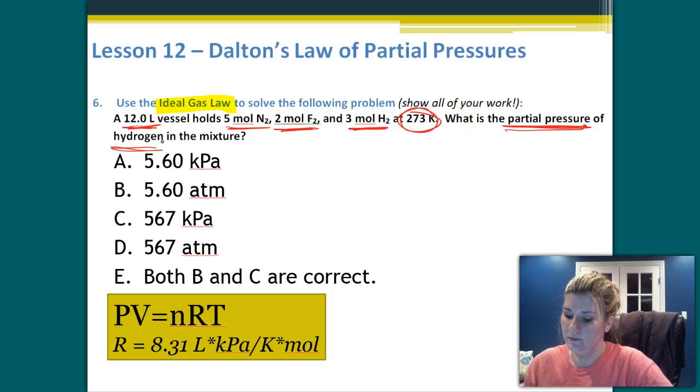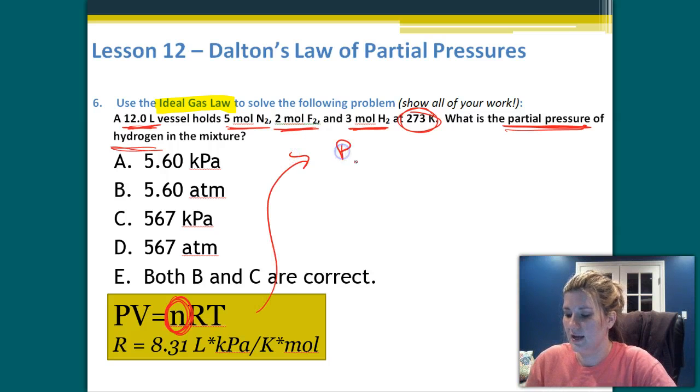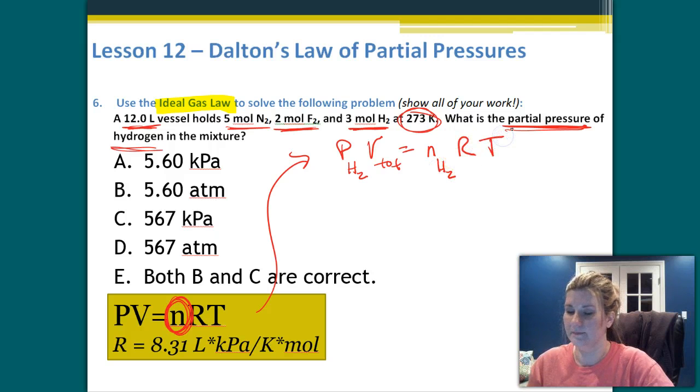So we can use the ideal gas law and the number of moles. This is the piece that's really important when we're doing Dalton's law using the ideal gas law: we use the number of moles according to how much gas and the partial pressure of that we're looking for. So we would rewrite this equation as the partial pressure of H2 times the total volume equals the number of moles of H2 times R times T.